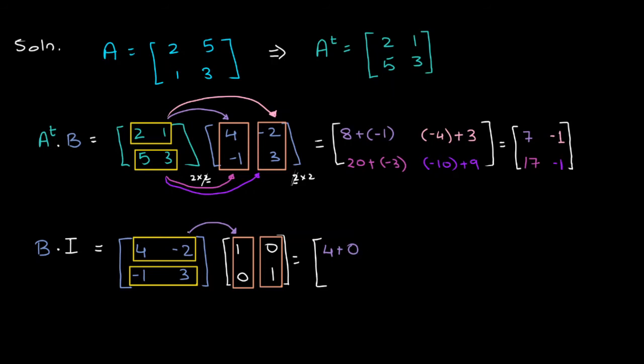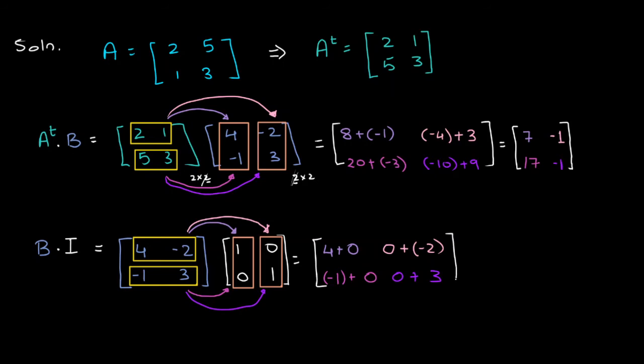Next, first row into second column. Right. So 4 into 0 is 0. Plus minus 2 into 1 is minus 2. Yeah. Now that's done for the first row. Now moving on to the second row. Second row into first column, we'll get minus 1 into 1, which is minus 1. Plus 3 into 0, which is 0. Now second row, second column element, right? So minus 1 into 0 is 0, plus 3 into 1 is 3.